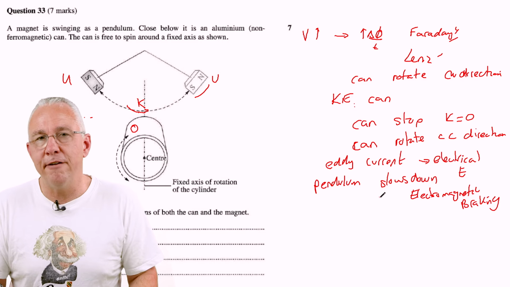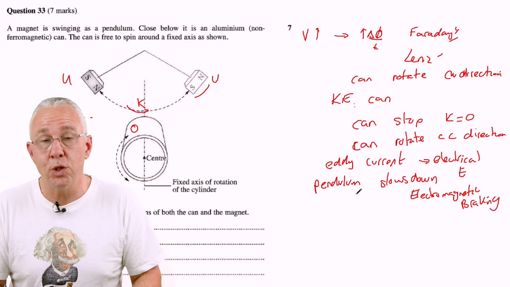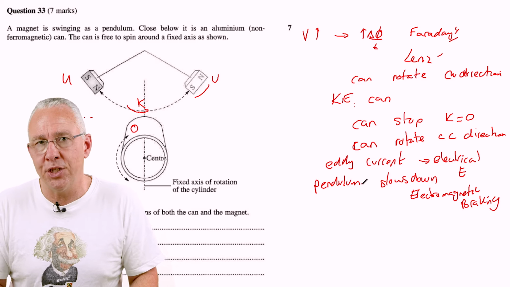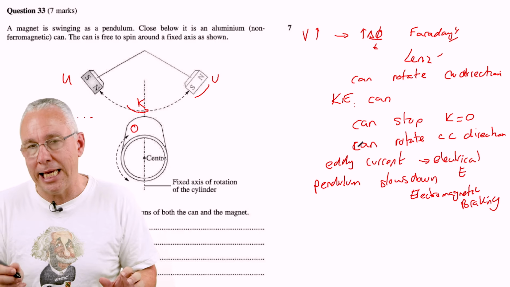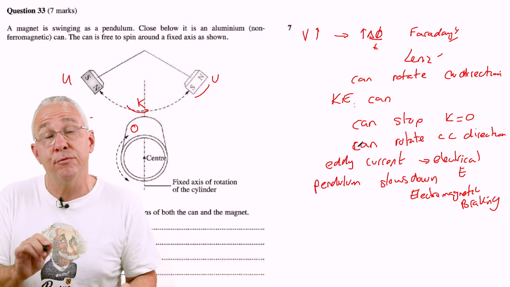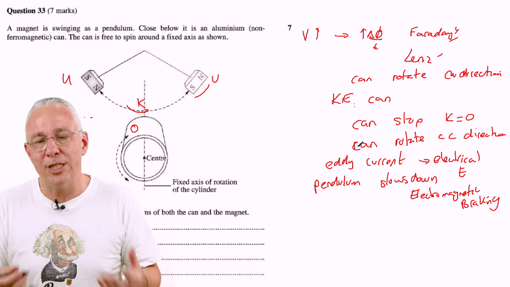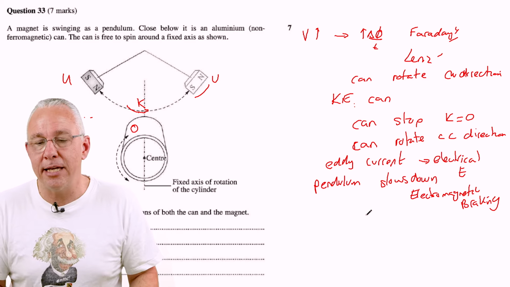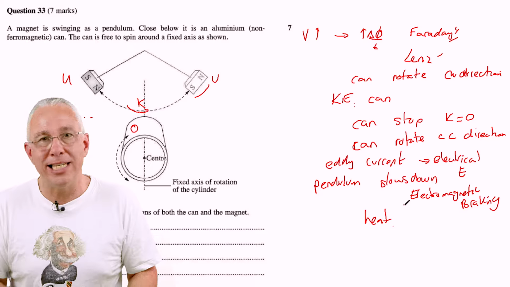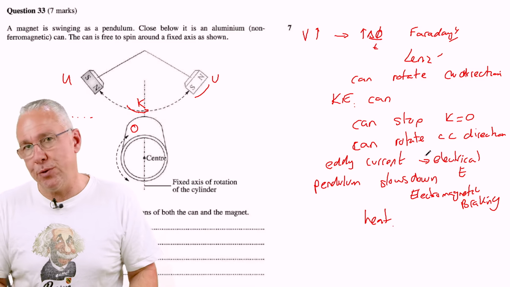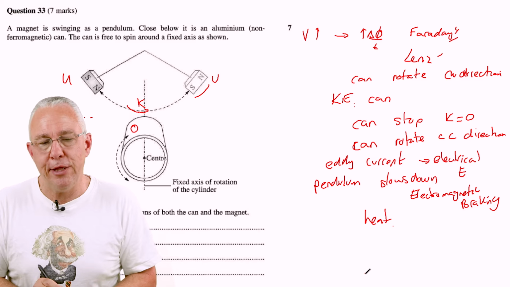And so as a result, eventually the whole system slows down. What you have is a drop in the overall mechanical energy of the pendulum and the can that is rotating backwards and forwards. And of course, the can starts to get warm. And so we have heat energy as our final energy, which of course then dissipates and is not reclaimable. And so that is what you would need to do for question 33.